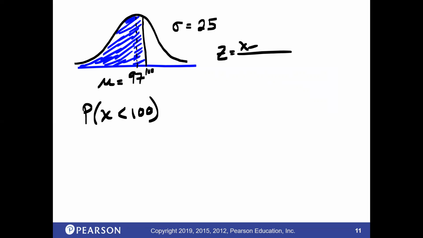All right, let's go for it then. So Z value is X minus mu divided by standard deviation. I got 100 minus 97 divided by 25. And that gets me a Z-score of 0.12.